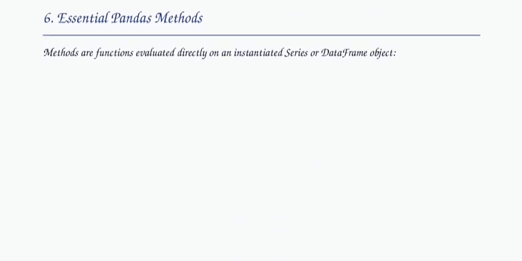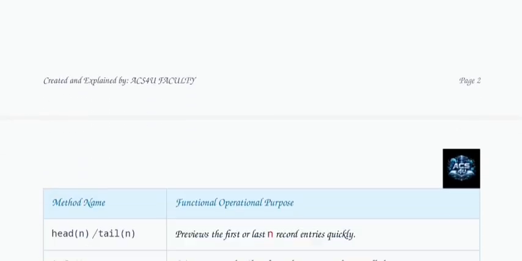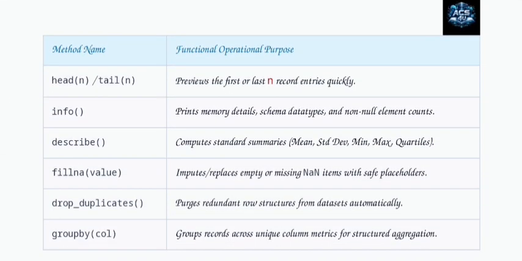Essential Pandas methods. These are methods and functions which are evaluated directly on an instantiated Series or DataFrame object. We have provided a table which consists of the method name and its purpose. You can clearly see head and tail preview the first or last records quickly. info prints memory details, schema, data types, and non-null element counts. describe computes standard summaries: the mean, standard deviation, min, max, and quartiles.